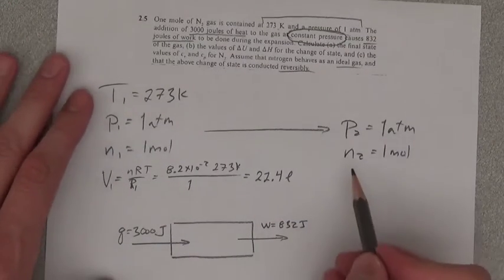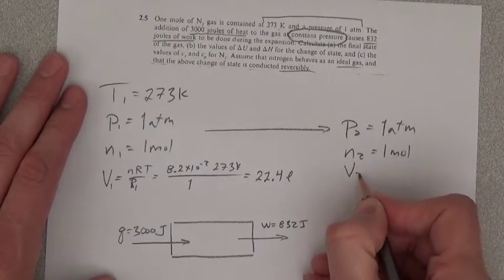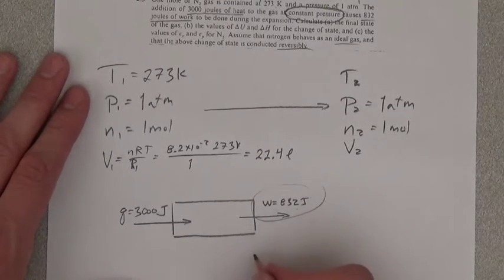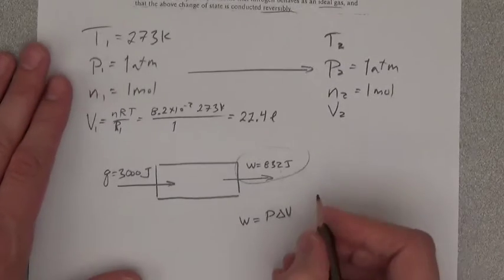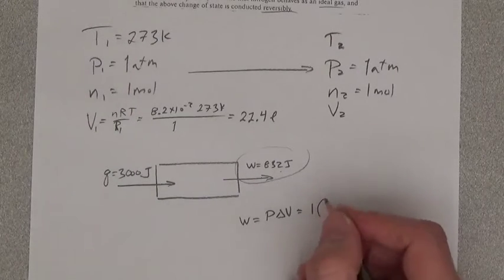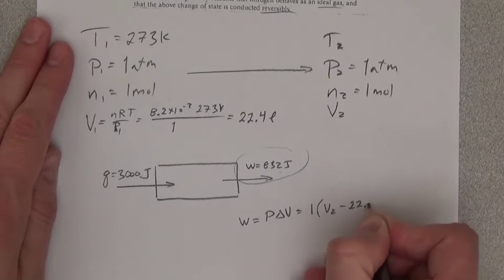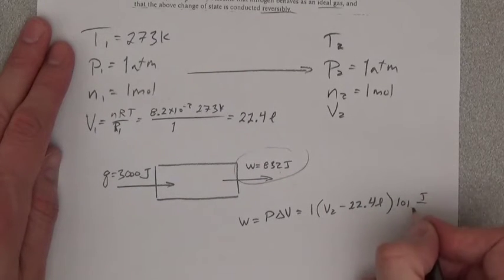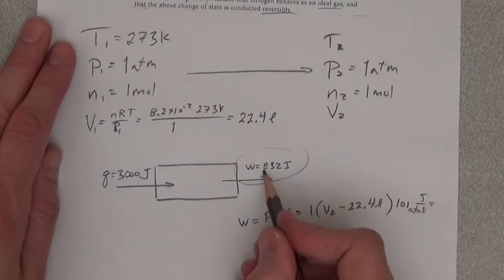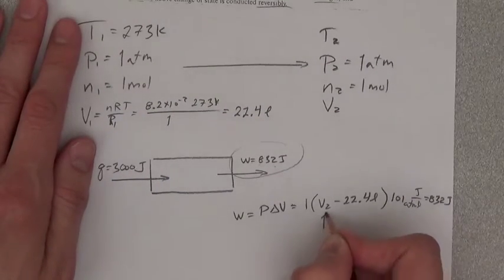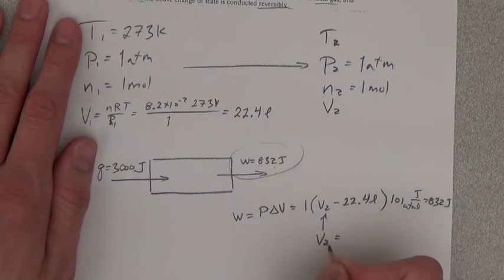We don't have enough immediately to write the volume or the temperature, but we have the work, and we know that work is equal to P delta V, equal to 1 times V2 minus 22.4 liters, times 101 joule per atm liter, equal to 832 joules, which lets us solve for V2. That comes out to be 30.6 liters.